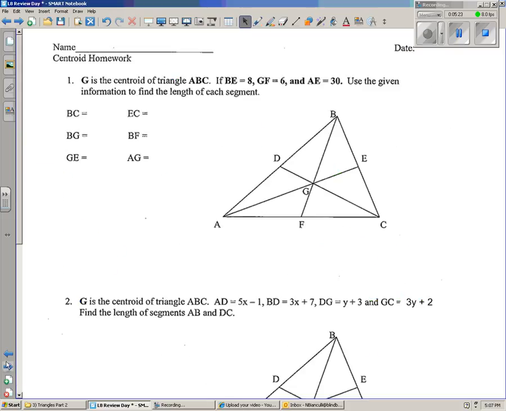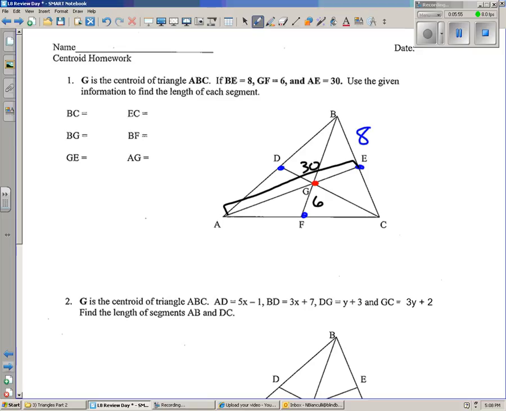All right, centroids. Again, the biggest thing with the centroid is you have to understand what you're being given and how to find the corresponding piece. So we have G as the centroid, meaning that D, E, and F are midpoints. So keep that in mind. DE is 8. GF is 6. And AE is 30. And AE is this whole thing here.